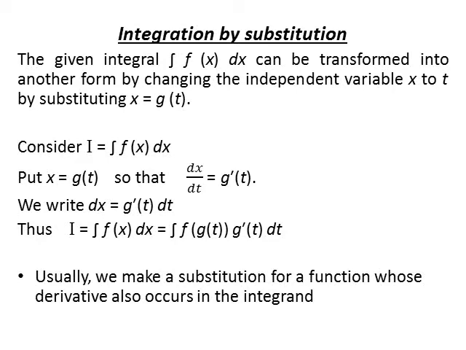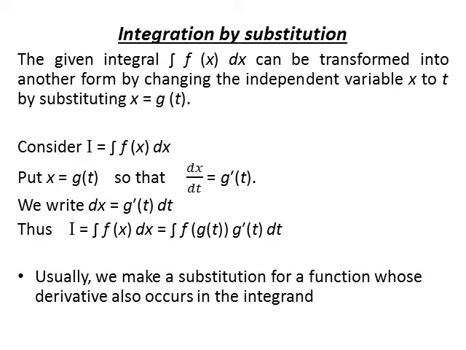Here g'(t) represents the derivative of function g with respect to t. We write it as dx equals g'(t) dt. Thus I equals integral of f(x) with respect to x equals integral of f(g(t)) multiplied by g'(t) with respect to t. Students, by suitable substitution, the variable of integration is changed into another variable so that the integrand is changed into a simple function which is easily integrable.